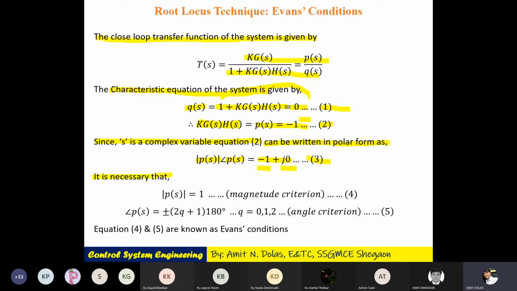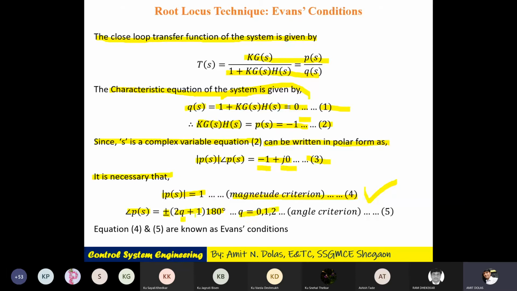It is necessary that the magnitude of p(s) should be 1. This is called the magnitude criterion. We will be using this later on. And the angle of p(s) will be a multiple of 180 degrees. The equation is plus or minus (2q plus 1) times 180, where q will be 0, 1, 2.